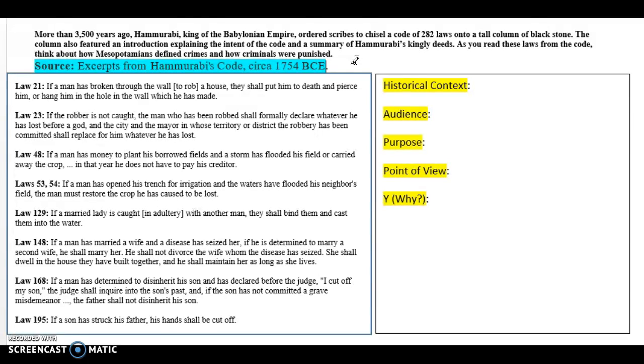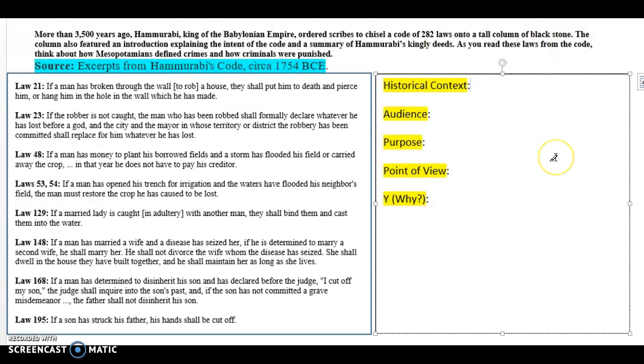Well, that still doesn't tell me a whole lot. So let's look above here. I know that these always look kind of boring, but you should probably read the background information before you get going. It tells you a lot. More than 3,500 years ago, Hammurabi, king of the Babylonian Empire, ordered scribes to chisel a code of 282 laws onto a column of black stone. Wow, that just told me a lot.